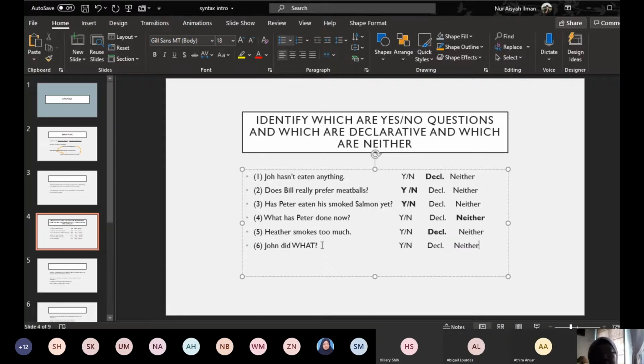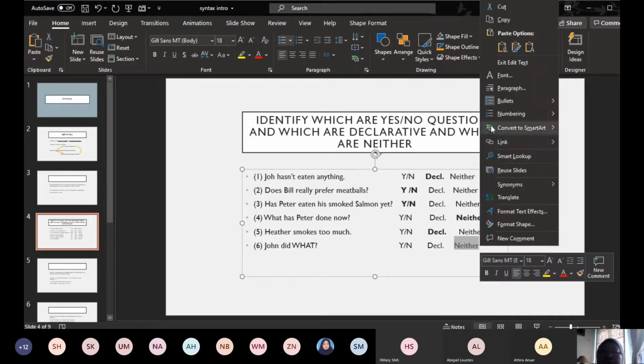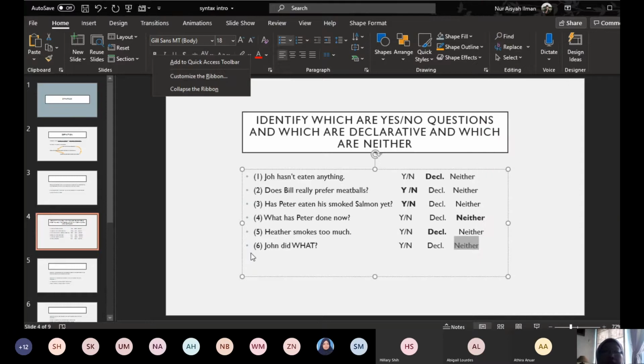So it could be a declarative, but somehow that verb is being questioned. So this is an echo question. So it is neither a yes no nor a declarative. So based on what we've seen here, what are the characteristics of a yes no question?